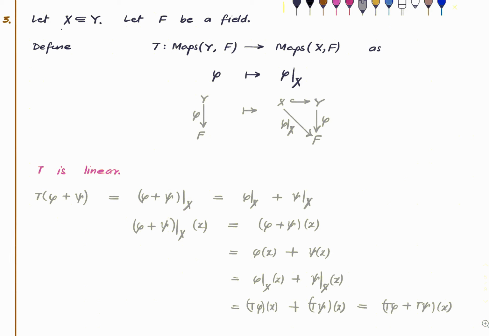So this is a linear map. Restriction is a linear map. This is the restriction map, nothing more. This is the restriction map from this space to that space, and it is a linear map. That's all that we are saying. All right.